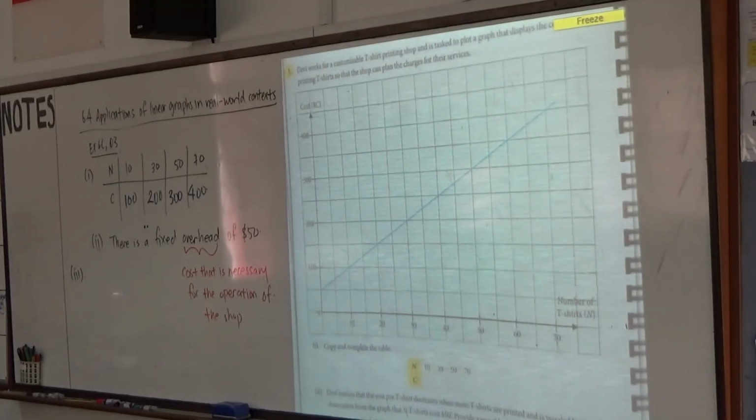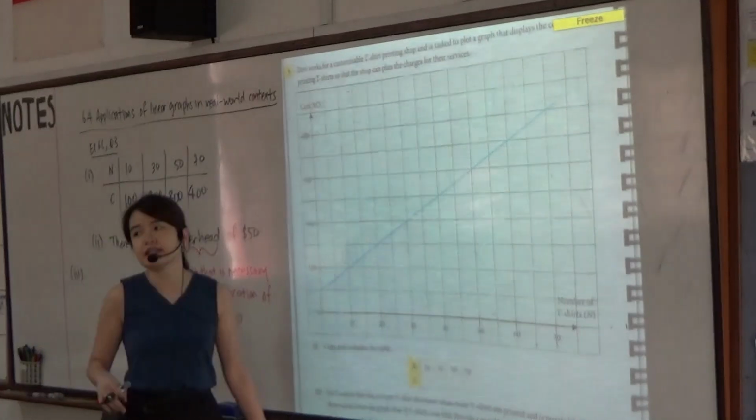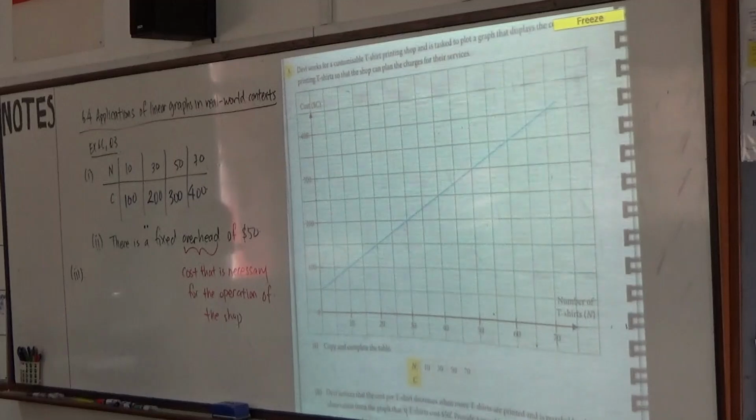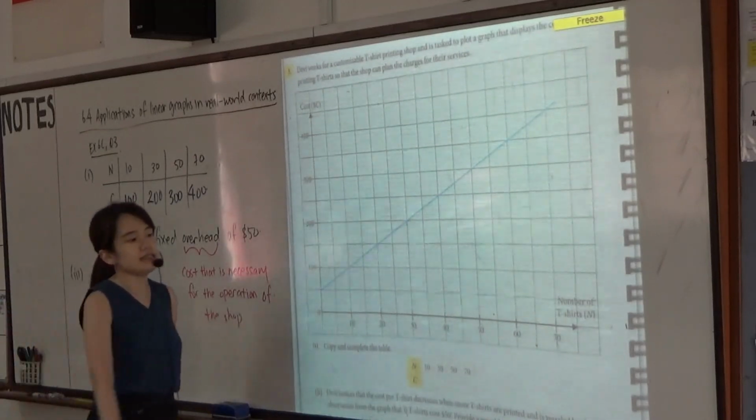Then in part 3, it says to find the cost of printing 68 t-shirts. From this graph, printing 68 t-shirts, how much would it actually be? Yan Hoi, tell us what is the cost of printing 68 t-shirts? I hope that we're all able to see 68.